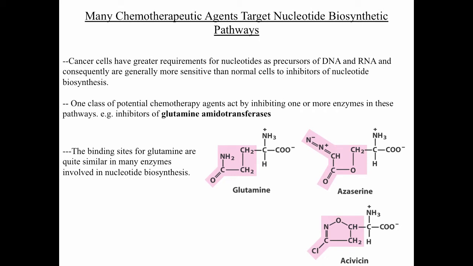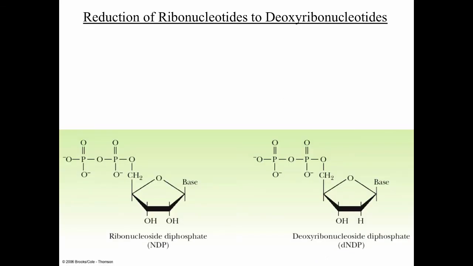So an example is azacitidine, and I don't really know how to say it, acivicin. They look very similar to glutamine, and they actually bind in the same site that glutamine binds in these biosynthetic enzymes. And so these biosynthetic enzymes are really strongly inhibited by these inhibitors, and that is used as a cancer inhibitor or a chemotherapy.